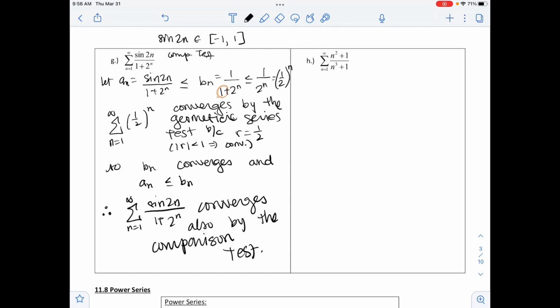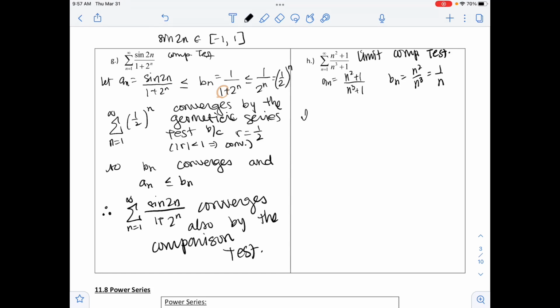But I also remember that I had the limit comparison test. So again, go back and look at the limit comparison test really quick before we try this example. The limit comparison test was you had to define a sub n, which is n squared plus 1 over n cubed plus 1, and b sub n, where I would get rid of those 1's and say n squared over n cubed, or just 1 over n.